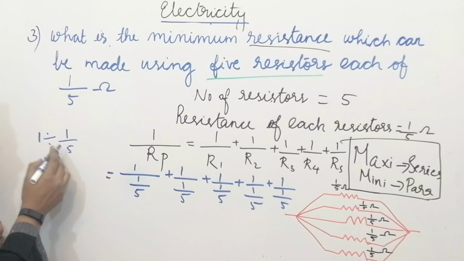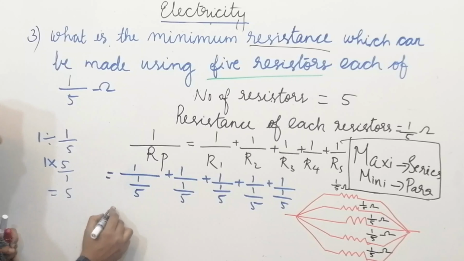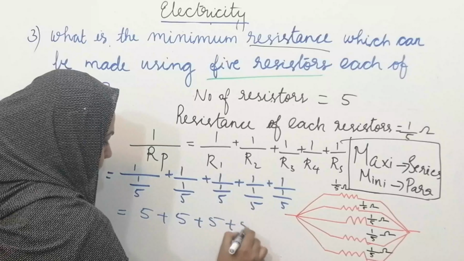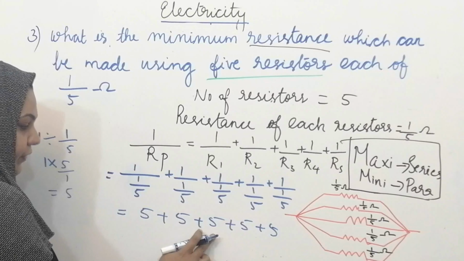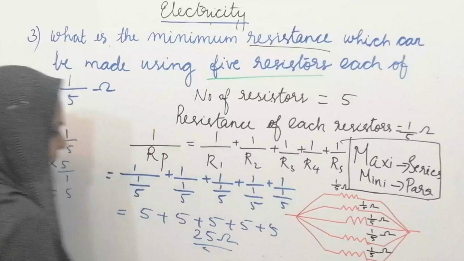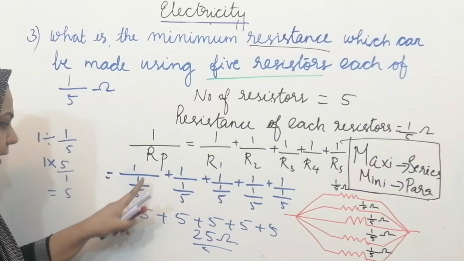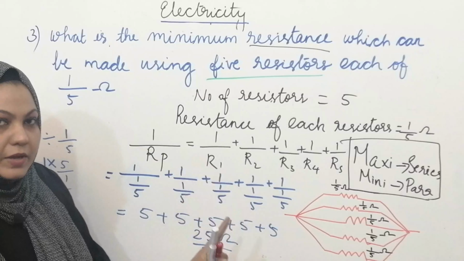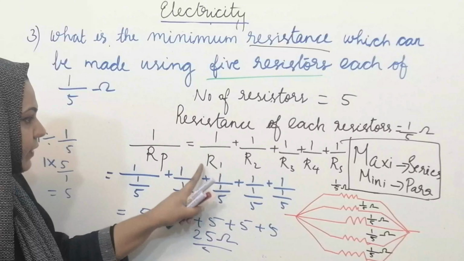For division you have to take the reciprocal. So the answer here is 5. So 5 plus 5 is 10, 10 plus 5 is 15, then 20 and 25 ohm. So you understood how we are solving this question. Don't confuse 1 divided by 1 by 5. Don't simply write 1 by 5 plus 1 by 5 plus 1 by 5, because the formula is 1 divided by R1.